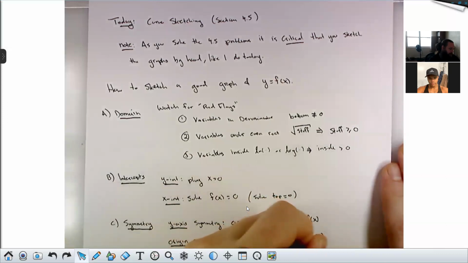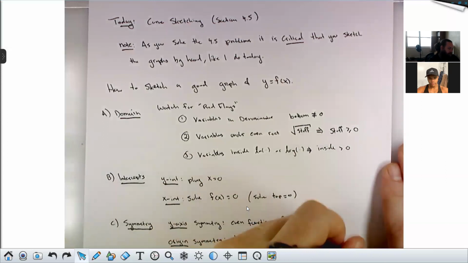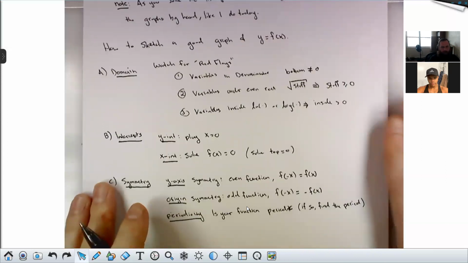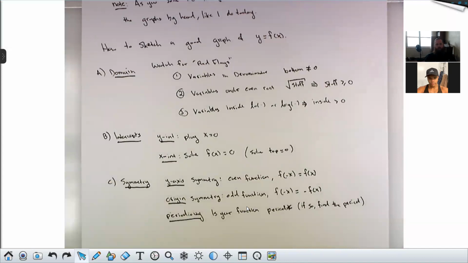If so, find the period. These are all ways to just make life easier, right? If your function has y-axis symmetry, then you only need to graph half of it. And then to get the other half, you just reflect that, right? You don't actually have to go through all the work to graph the other side.